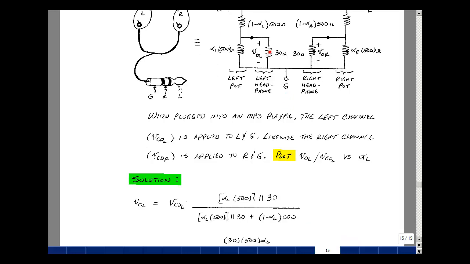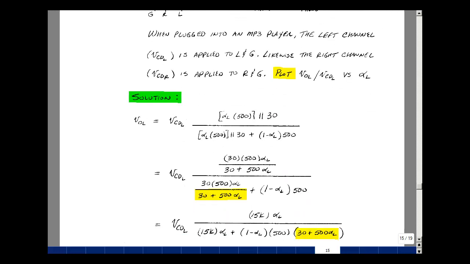So the voltage across the 30 ohm resistance is equal to this resistor, and I'll say that just alpha times the 500, and this will be the 1 minus alpha times the 500 for the left channel. Parallel combination of those two, voltage dividing with the top resistance, which is 1 minus alpha L times 500. Now the expression for parallel is the product over the sum, so I'll take 30 times 500 alpha L over the sum, and the same true over here, and then plus 1 minus alpha L times 500.